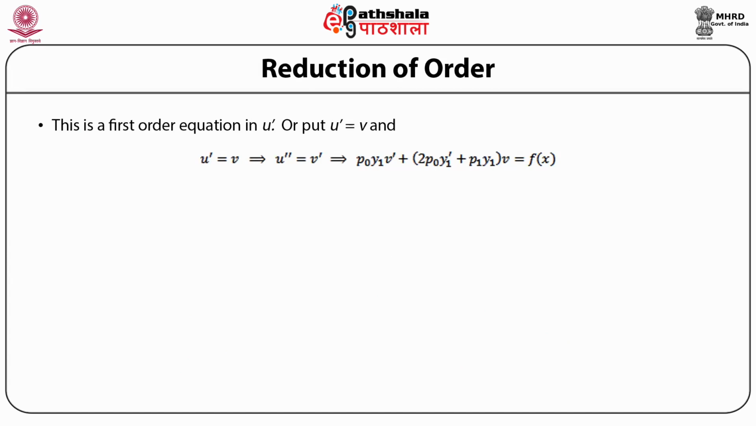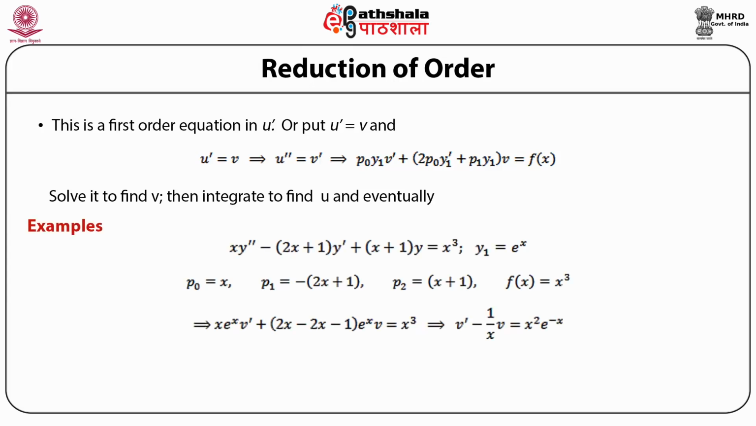Now we put u prime equal to v, and u double prime will definitely be equal to v prime. Therefore, the differential equation is given by p0 y1 v prime plus v multiplied by within the brackets 2 p0 y1 prime plus p1 y1. This is equal to f(x). This is a first order equation in v. We can solve it and then integrate to obtain u, and eventually the solution is given by y equals y1 times u. Now we consider some examples.